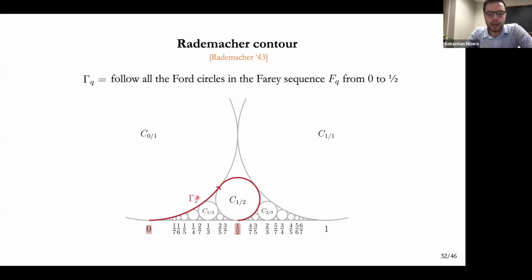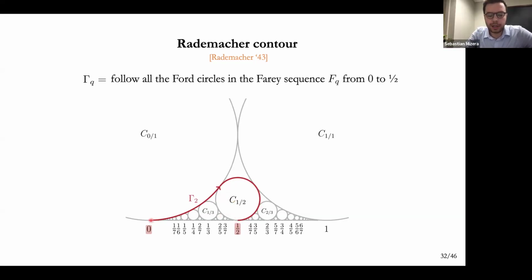So what we do here, gamma 2 means that we enumerate all the fractions with the denominator up to 2. So in that case, it's only 0 and 1/2. And then what we do is we start at 0, and then we follow the circle of 0 over 1 until the point where it touches the next one, which is the half. At that point, we turn back, and then we follow it to the end.